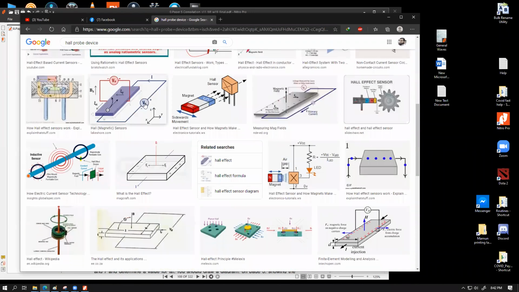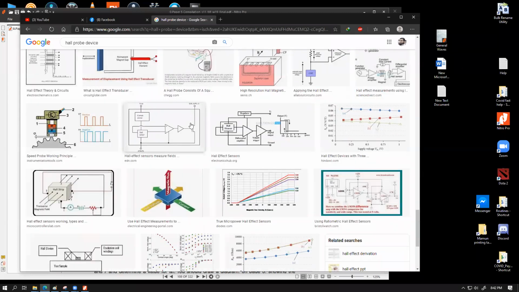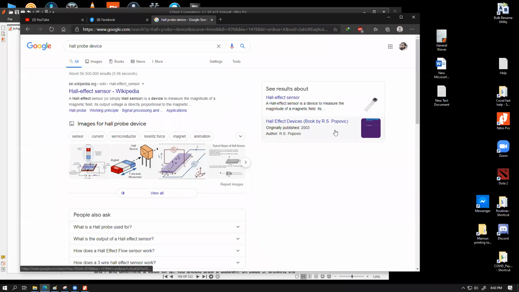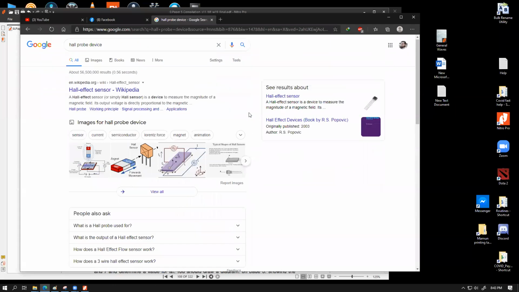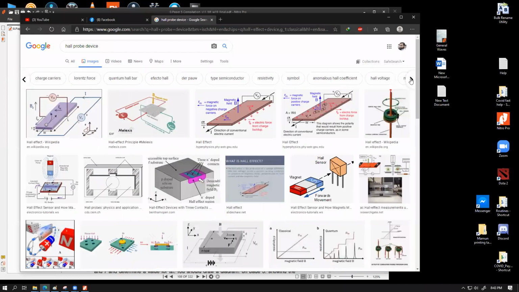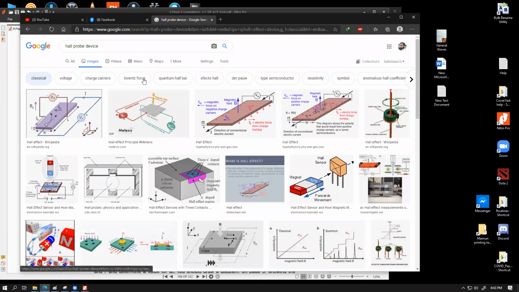Showing us all these stuffs, but can we not find a Hall probe device? Sensor, current, animation, free energy, semiconductor, hole, metal, p-type. Application, classical, no. Wikipedia, electric field, circuit, resistivity, symbol, type, semiconductor. What is that?